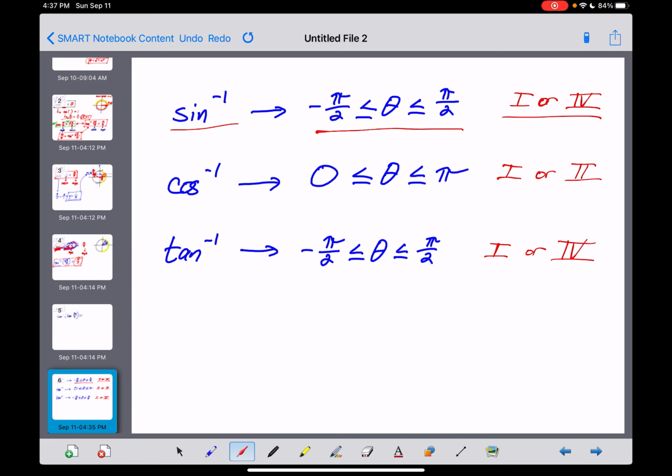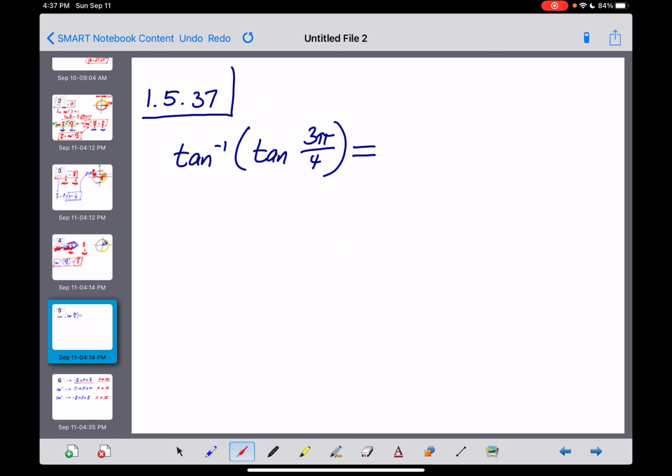So if you don't know all of these things right here, you probably better write them down, and you probably ought to have those memorized before we take a quiz or a test covering this material. So now let's go back to 37 and let's talk about why the answer is not 3 pi over 4.